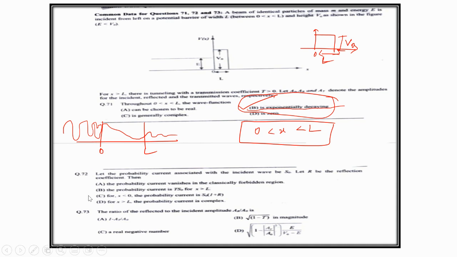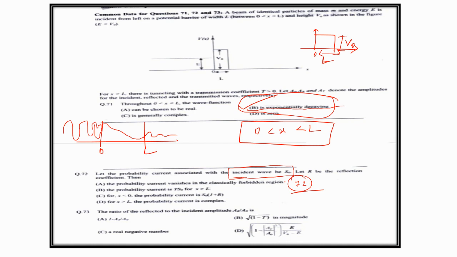Now, for this part, part 72, let the probability current density associated with the incident wave be S naught. So, the probability current density associated with the incident wave is S naught. Let R be the reflection coefficient. Then you need to find out which one is correct.